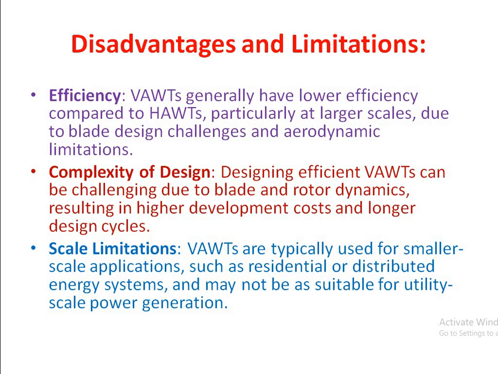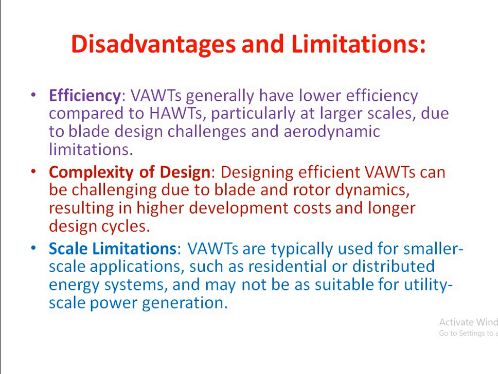Also, it has certain disadvantages or limitations, you can say. The efficiency, first of all. Vertical axis wind turbines generally have lower efficiency compared to horizontal axis wind turbines, particularly at larger scale, due to blade design challenges and aerodynamic limitations. Then there is the complexity of design. Designing an efficient vertical axis wind turbine can be challenging due to the blade and rotor dynamics, resulting in higher development costs and longer design cycles.